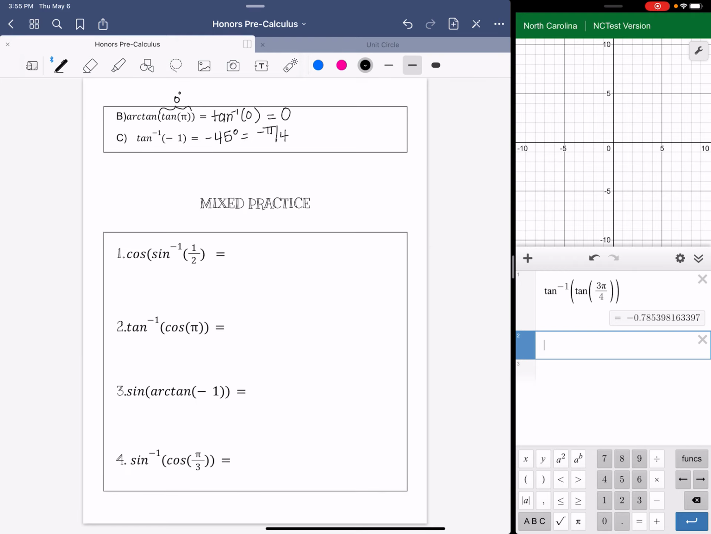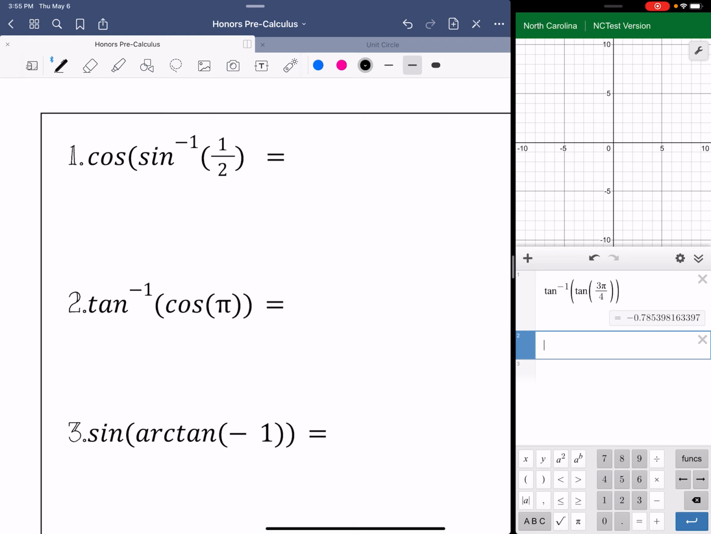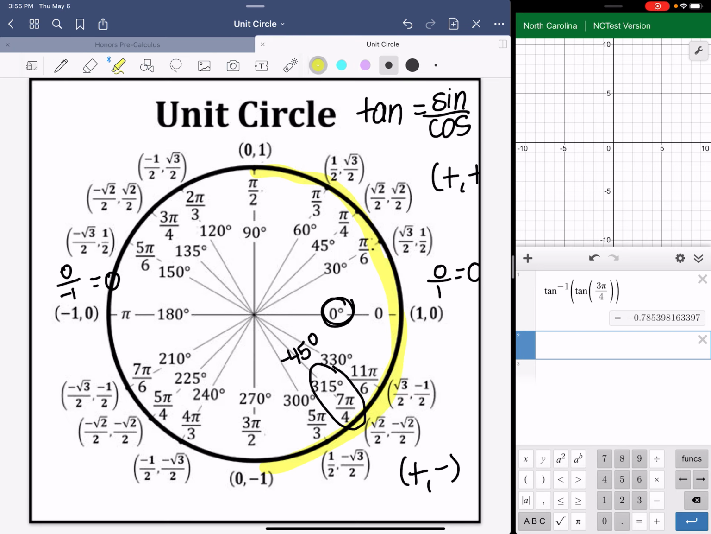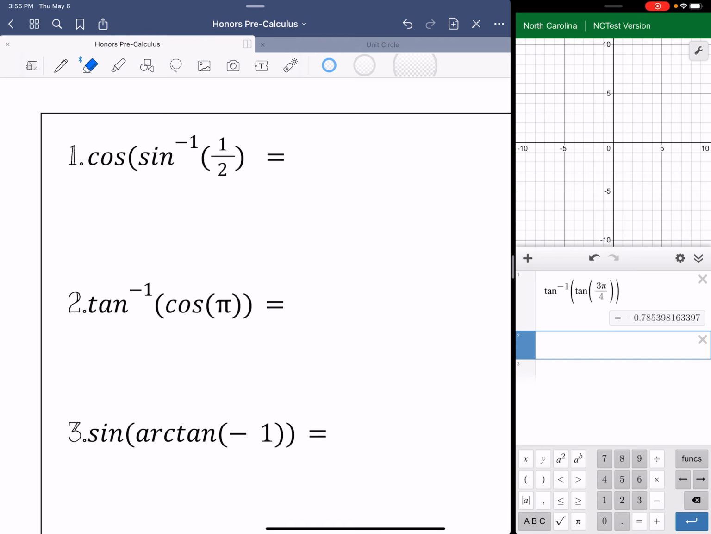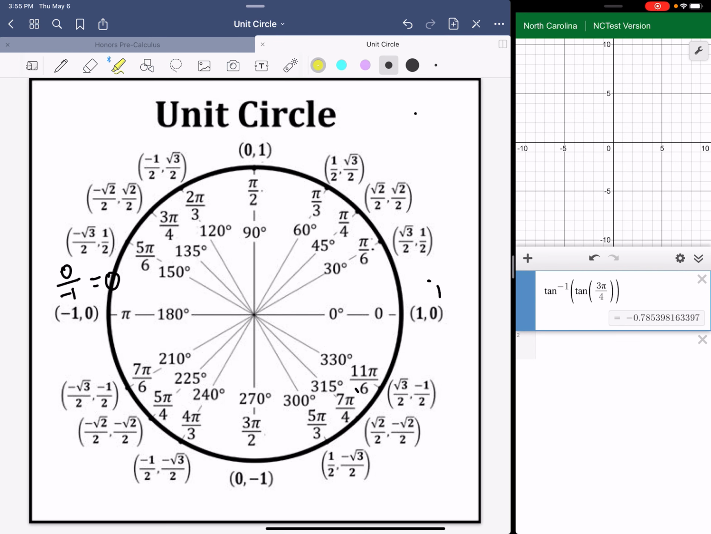Now let's mix it all up. We're going to start with the sine inverse. We're really going to have to remember where we're focusing our attention for each piece. We want the sine inverse of 1/2. Remember, sine only occurs in 1 and 4. So we're looking for the sine inverse of 1/2.